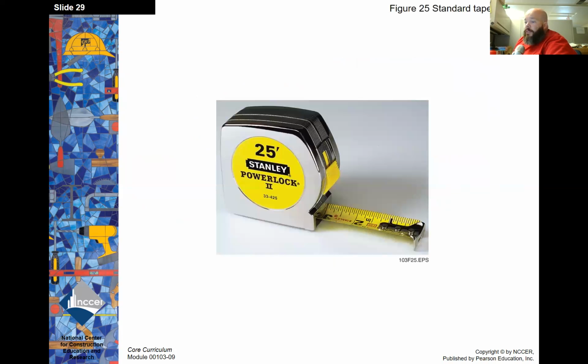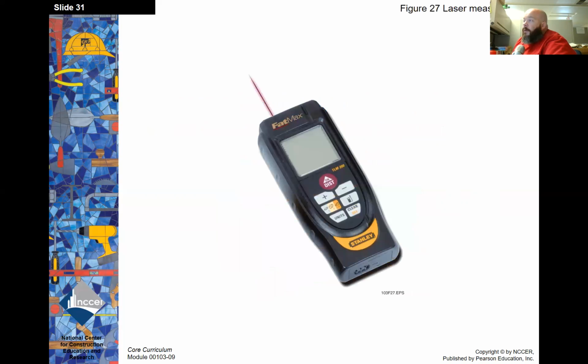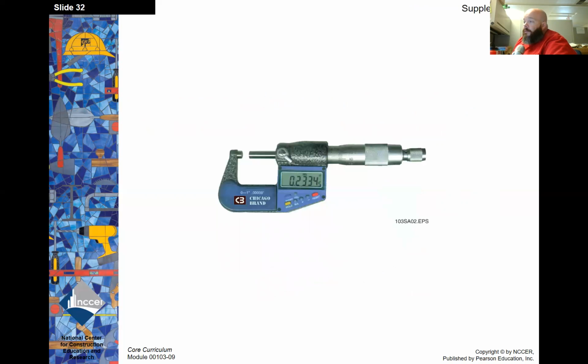Okay, steel rule, tape measure. Okay, because of its stiffness, a folding ruler is better than a cloth tape for measuring vertical distances. Okay, here's a laser measuring tool. Now some precision measuring. We have a micrometer here. This is one that has a digital readout.